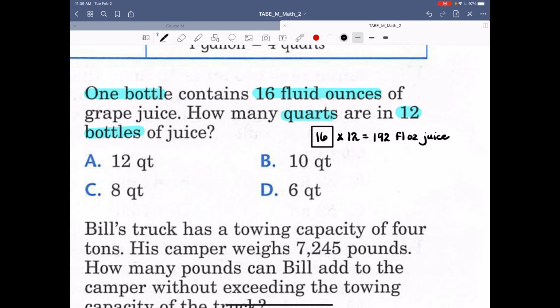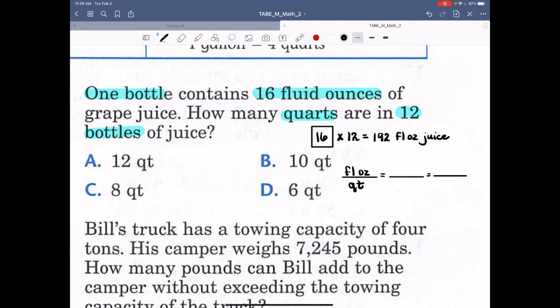Now I want to convert that into quarts, and that's where I'm going to use the conversion proportion. Again, you don't have to do it this way. If you prefer not to, that's fine. So we are comparing fluid ounces. We want to turn that into quarts.